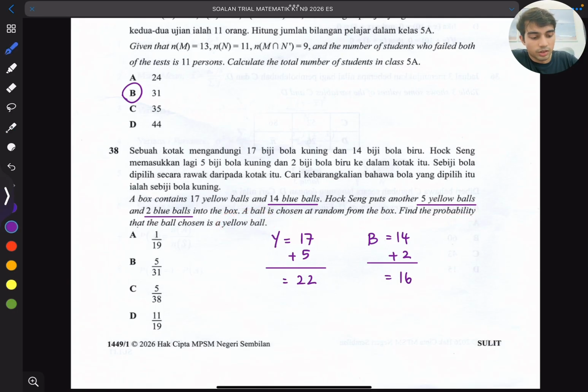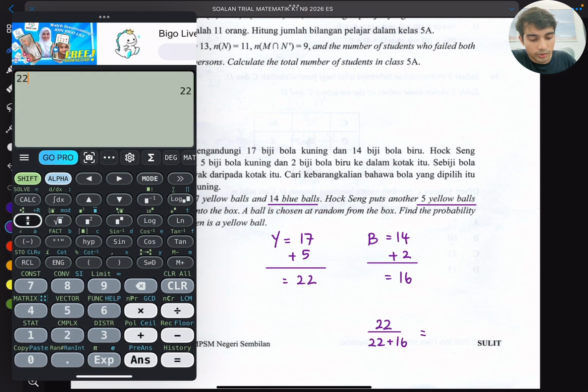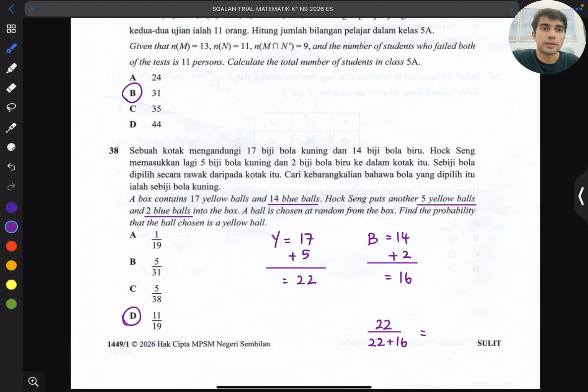Okay. You want to find probability of yellow, means we have 22 yellow balls. Total we have 22 plus 16 balls. 22 over 22 plus 16. So probability of picking yellow ball will be 11 over 19. Done.